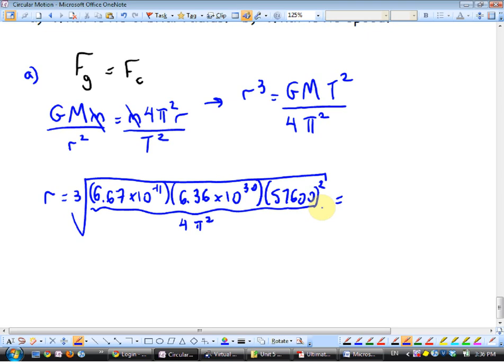And I get a radius of 3.3 times 10 to the 1, 2, 3, 4, 5, 6, 7, 8, 9.